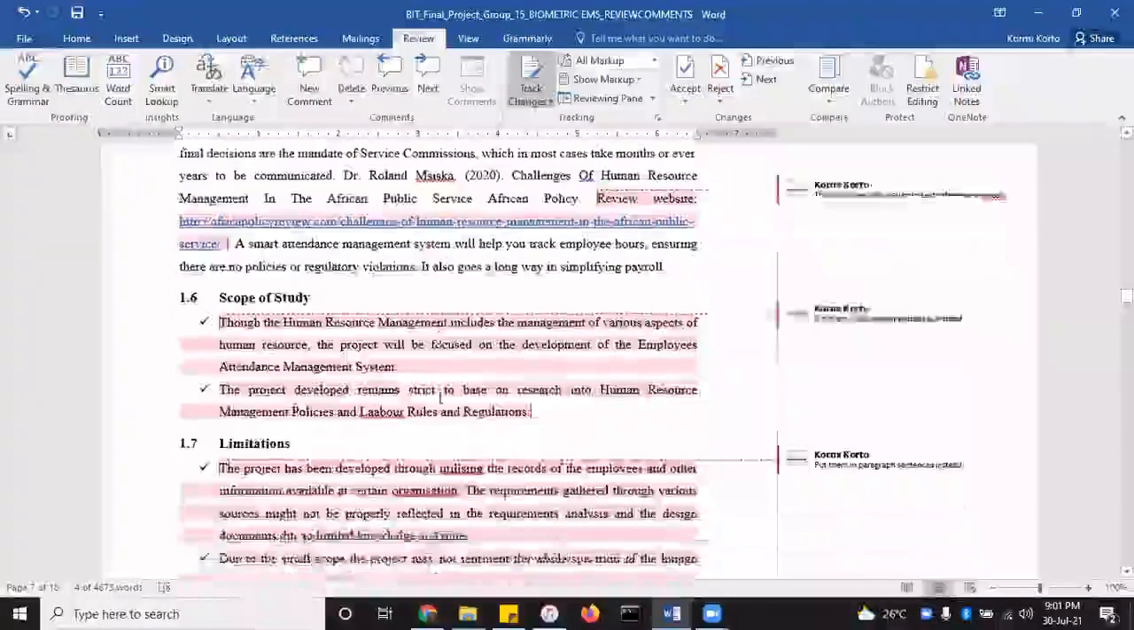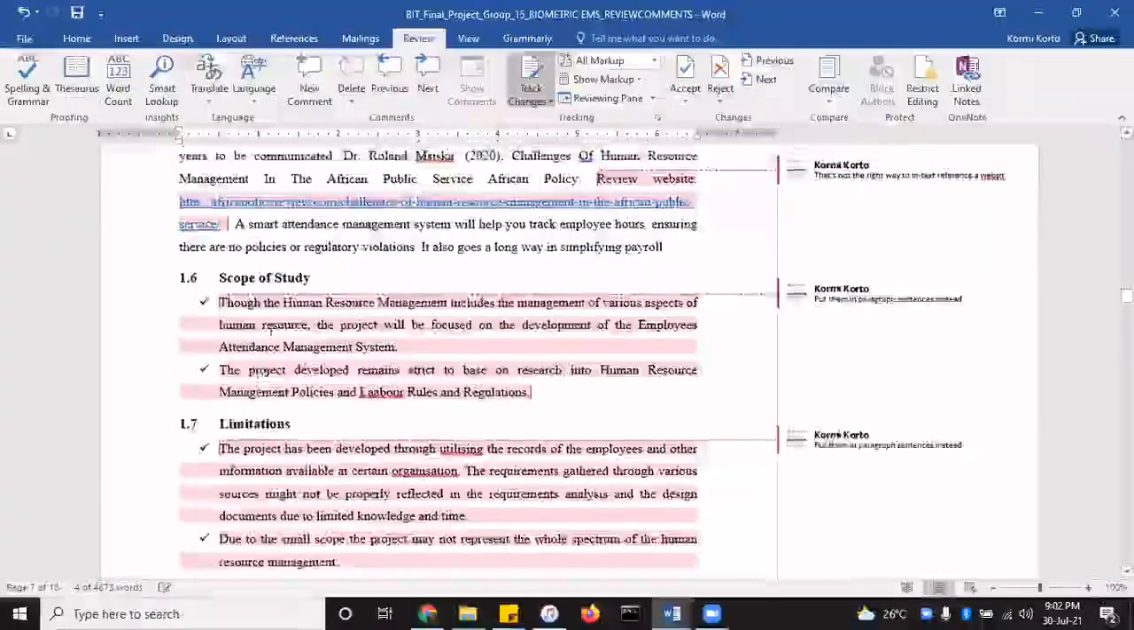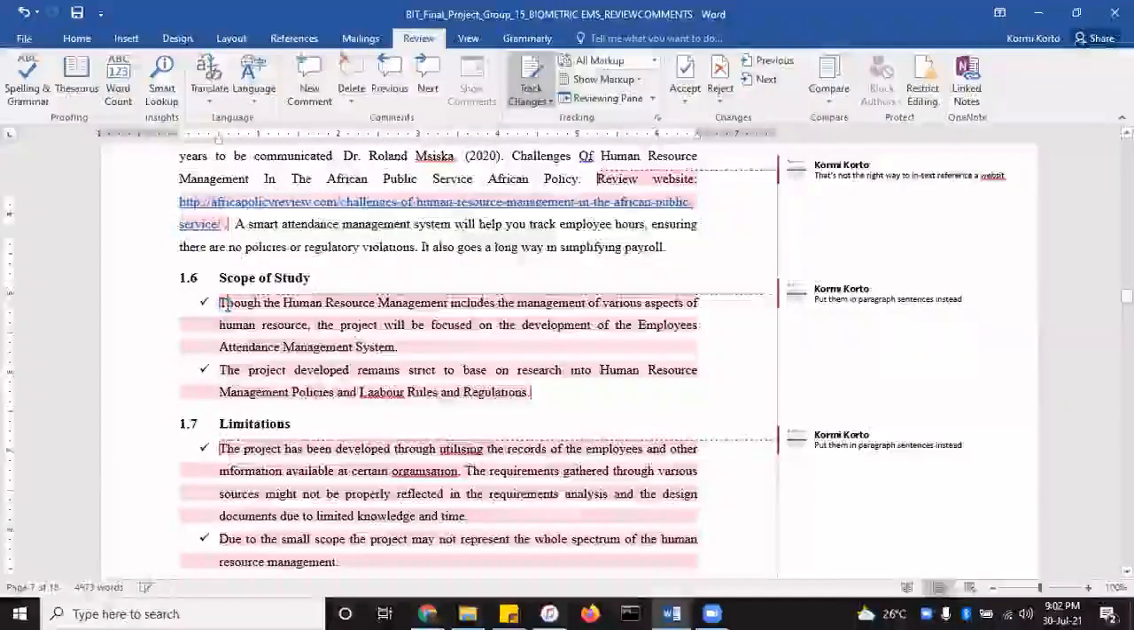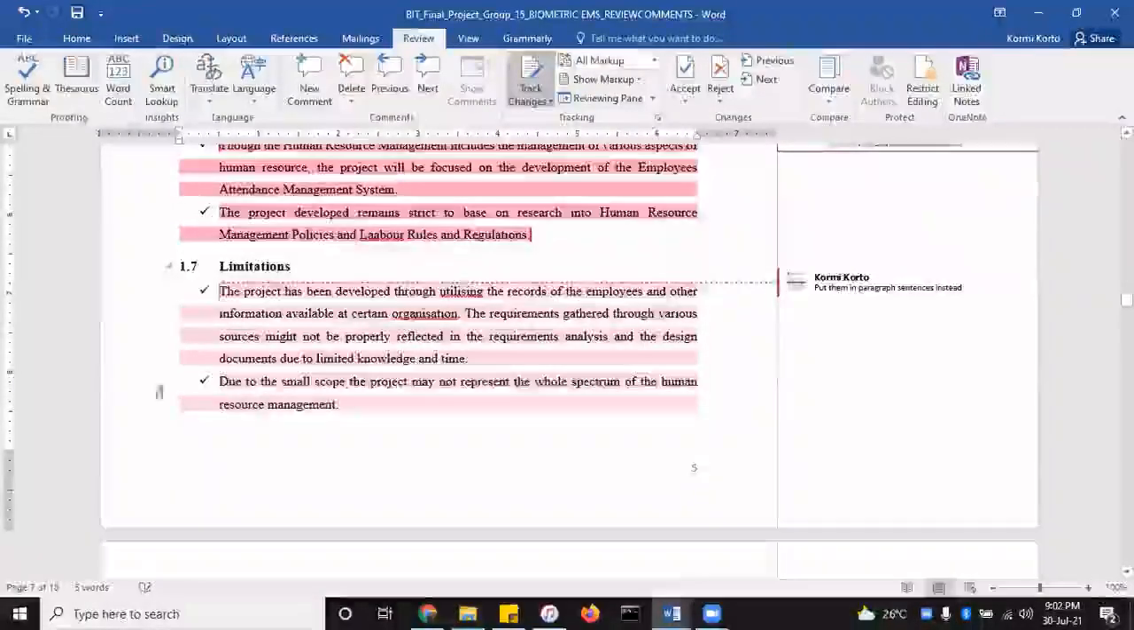Scope of study: put them in paragraphs. Like I said, minimize your bullet points. Avoid them as much as possible. Write paragraphs instead. So I noted over here, put them in paragraphs, in sentence form. The same thing: avoid the bullet points.